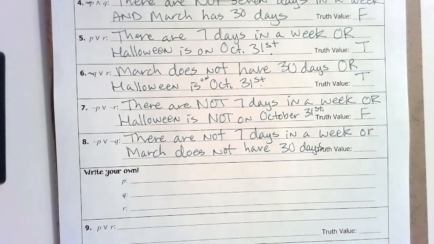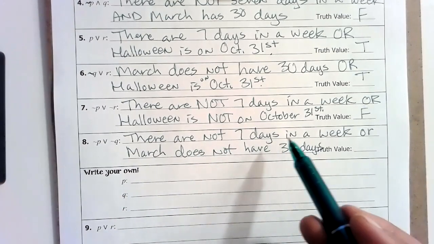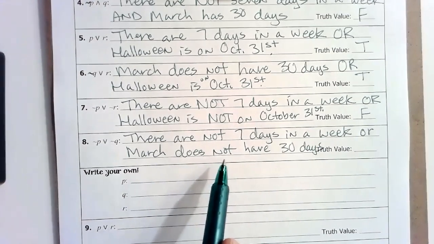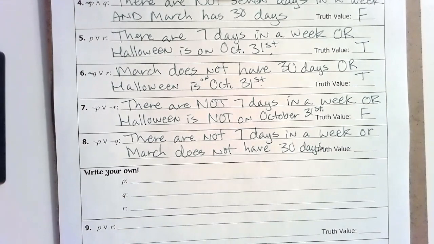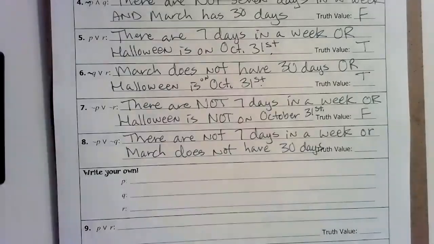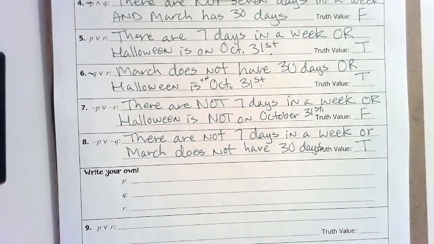So if I take a look at that, I just need to find at least one part of the statement to be true. So if I take a look here, there are not 7 days in a week. We know this part is distinctly false, but March does not have 30 days. That part of the statement is true. And so remember, for a disjunction, we only need to have at least one part of the statement to be true in order to make that disjunction true. So in this case, we can say that is in fact true.